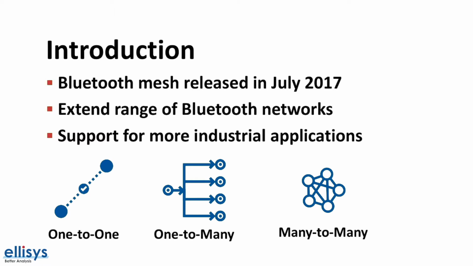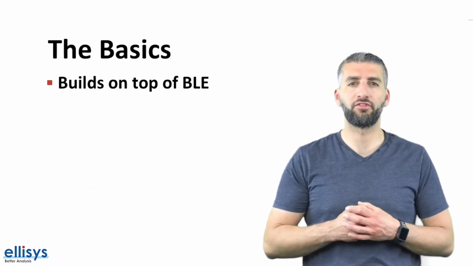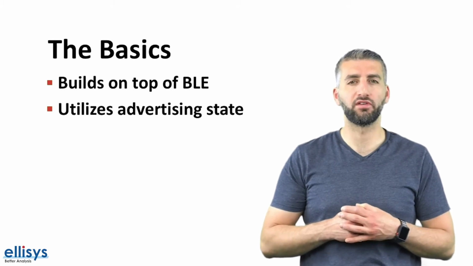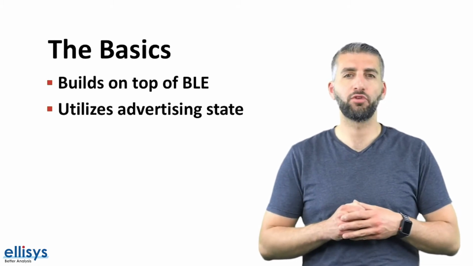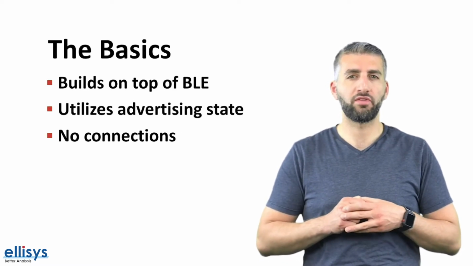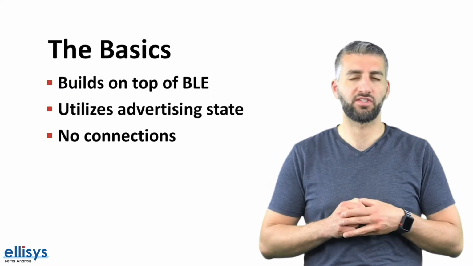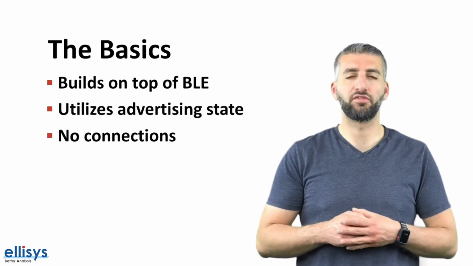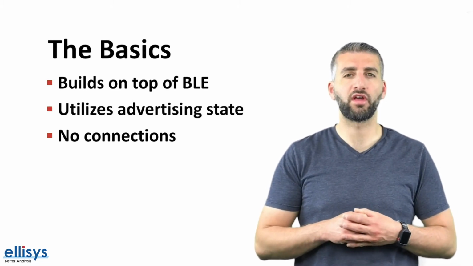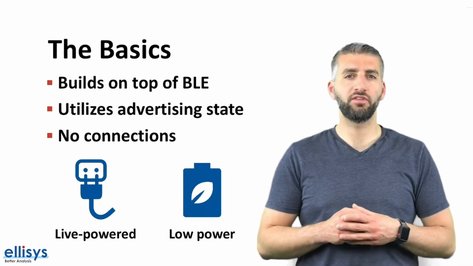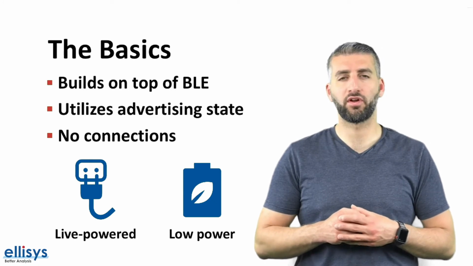In a mesh network, devices can set up connections with multiple other devices within the network. Bluetooth Mesh builds on top of BLE. It specifically utilizes the advertising state of BLE devices. Devices within a Bluetooth Mesh network do not connect to each other like traditional BLE devices do. Rather, they use the advertising and scanning states in order to relay messages to each other. The Bluetooth Mesh standard defines how different devices operate within the network based on their roles. These devices include both live-powered and more power-constrained ones that need to run on batteries.